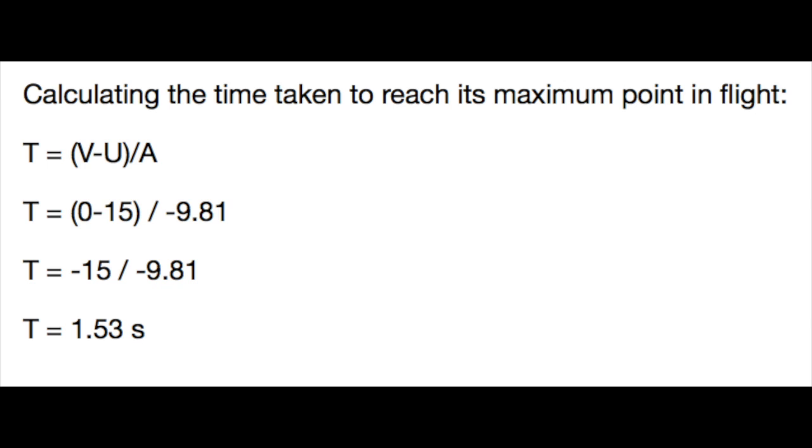Inputting the known values, we know that t is equal to 0 minus 15 divided by minus 9.81. And so t equals minus 15 divided by minus 9.81. Calculating this gives t equal to 1.53 seconds.